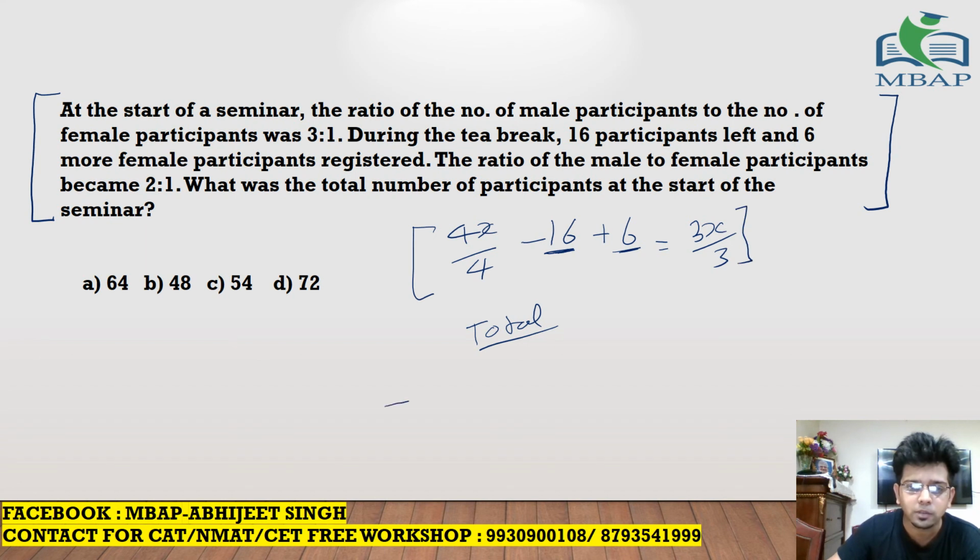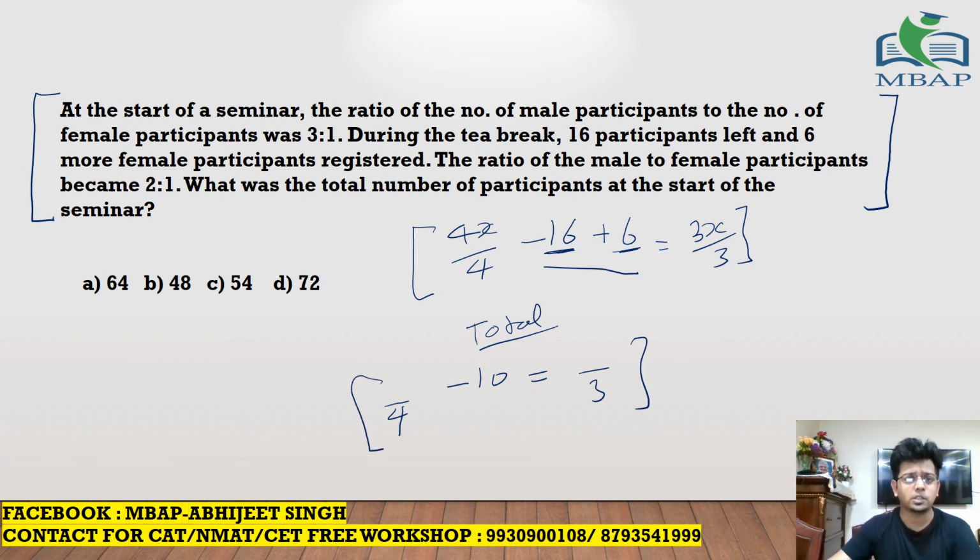So initially you have a value which is divisible by 4, out of which 16 left and 6 entered. So what's the net loss here? 16 people left, 6 entered, so minus 10. And the new value is something which is divisible by 3. Let's check which option is best suited. You want a value divisible by 4. Is 64 divisible by 4? Yes. What if I remove 10 from here? The new value becomes 54. Is 54 divisible by 3? Yes, so this can be an answer.